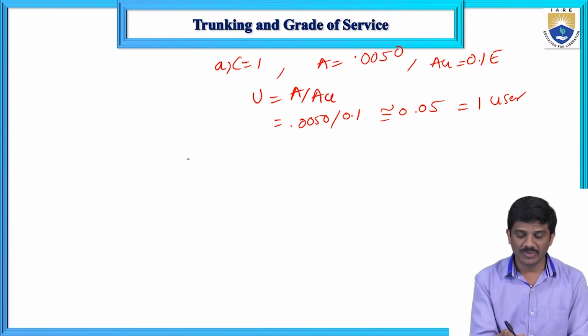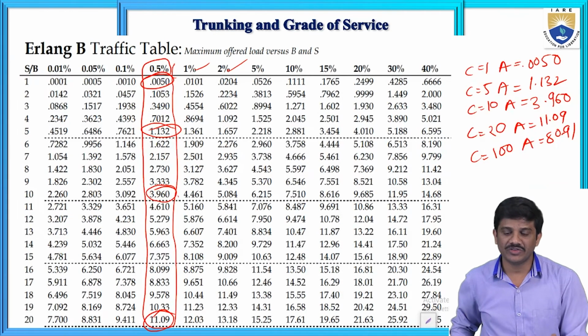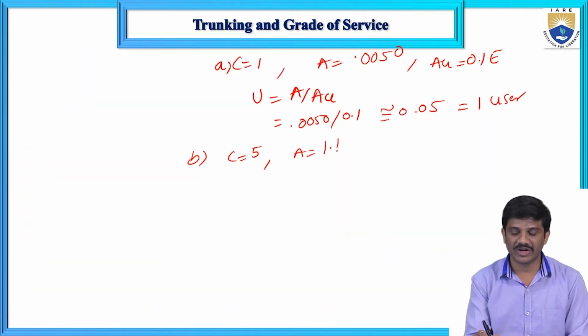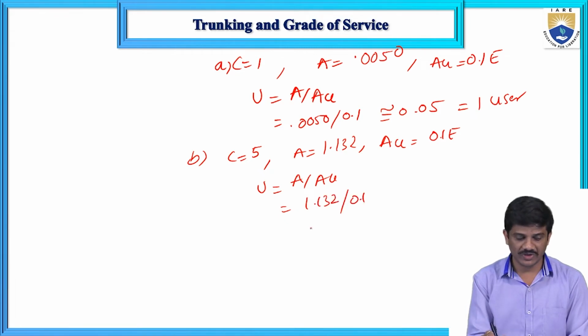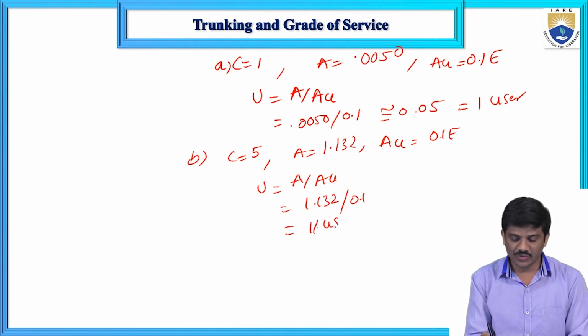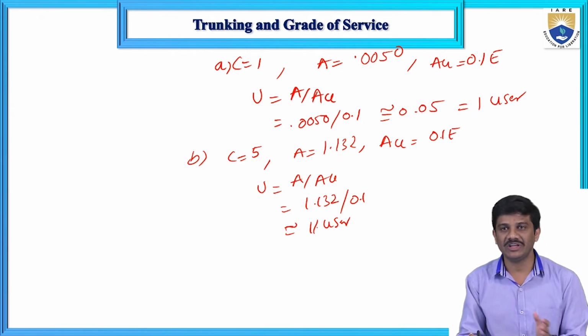This is for A. Coming to B, they gave C equal to 5, and A from the Erlang B table is 1.132. Here we write 1.132, and AU is the same, 0.1 Erlangs. Then substitute U equal to A by AU: 1.132 by 0.1 Erlangs. We can write approximately 11 users. Like that we can find out C, D and also E.